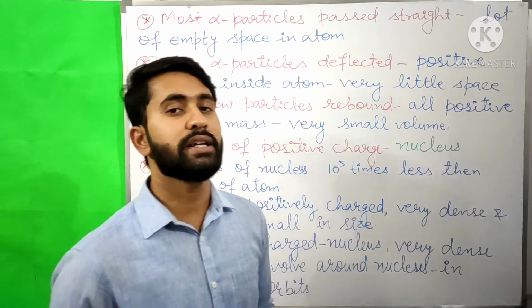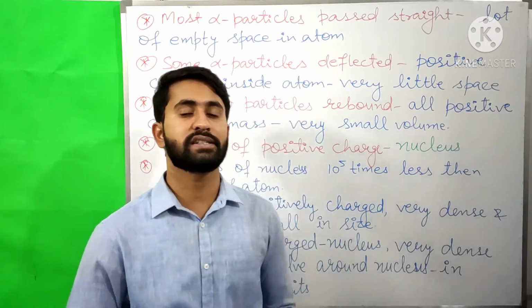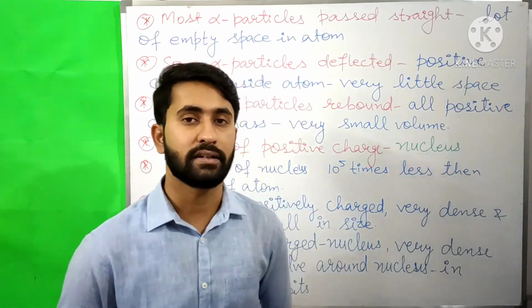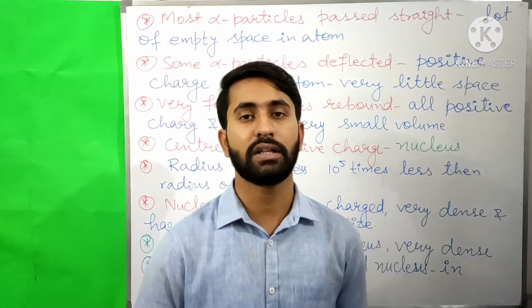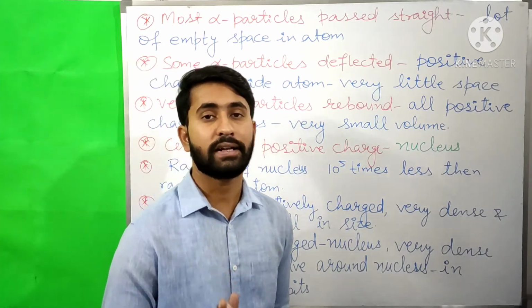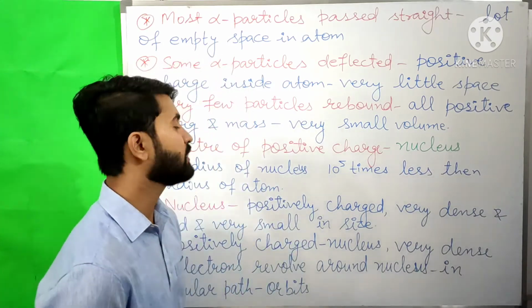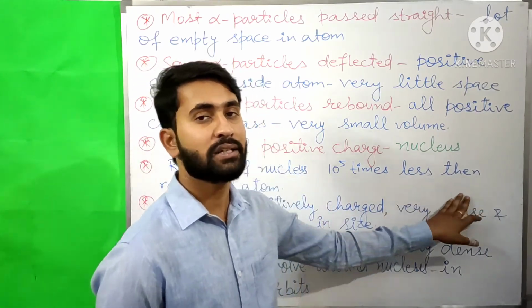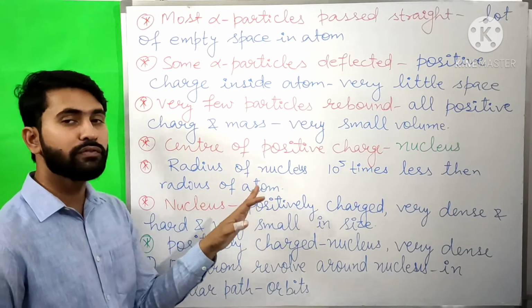Since the nucleus is very dense, all the mass of an atom lies within the nucleus. This nucleus should be very small in size, because a very small number of particles were deflected from the nucleus. From the data, Rutherford calculated the radius of the nucleus, which is 10 to the power 5 times less than the radius of the atom.